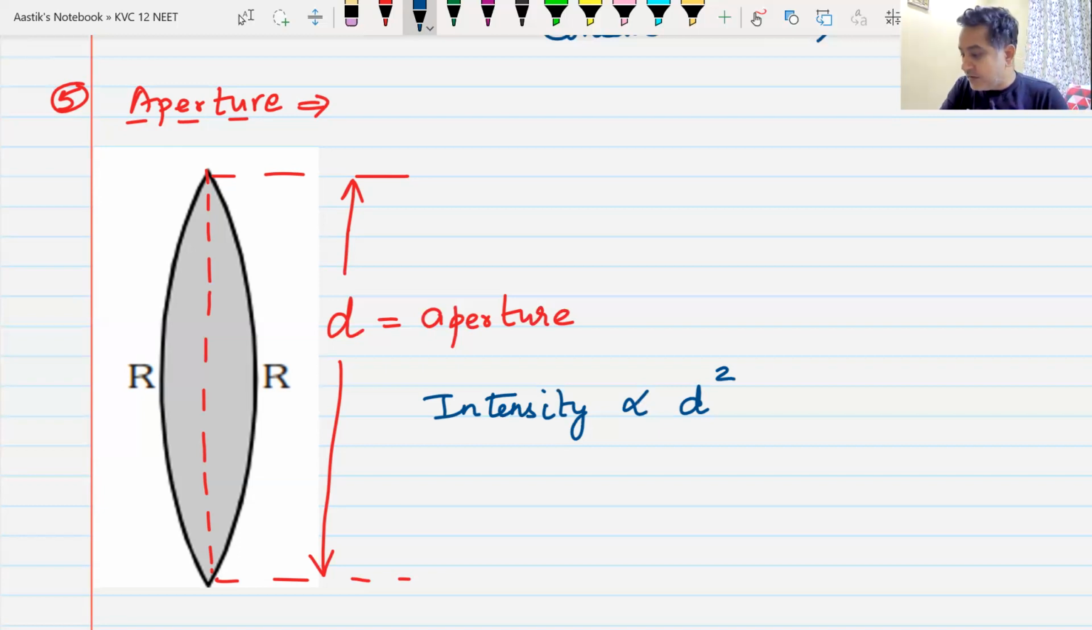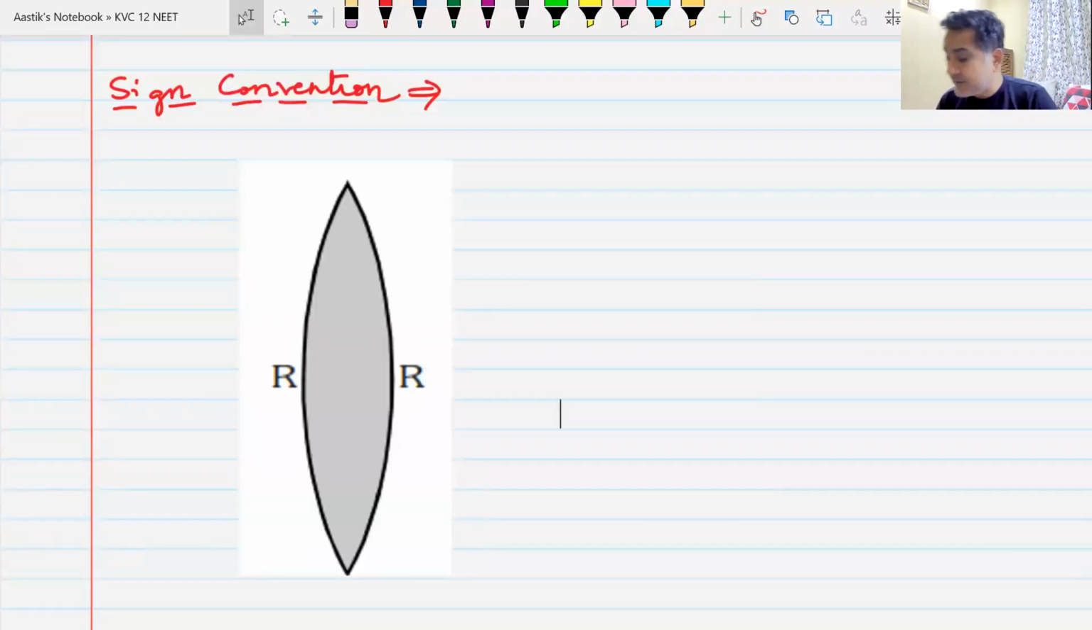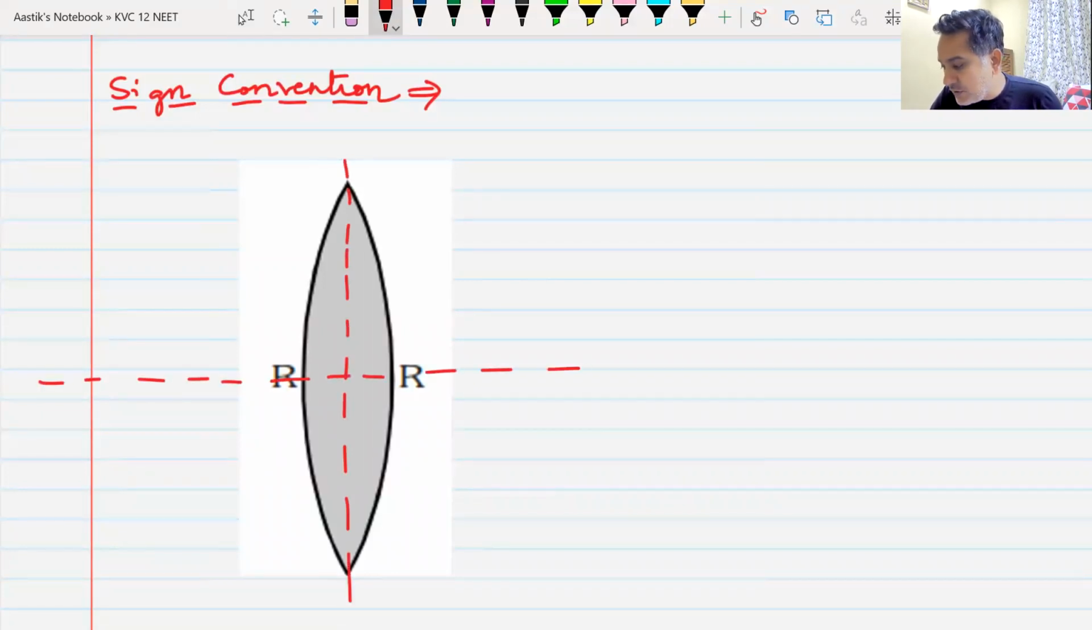Then the next thing, we'll just go through it quickly because I think you already know it, is known as the sign convention. We are going to go through the mirror formula, the lens formula, and the sign convention, whether it is a concave lens or a convex lens. The sign convention is going to remain the same. It is not going to be different.